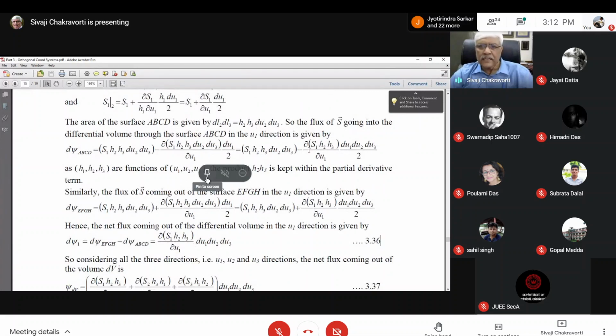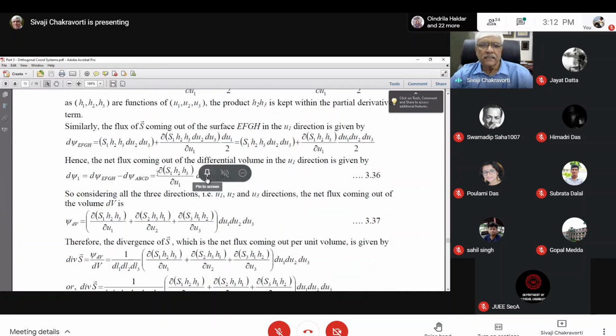Then there is a term with minus and plus. If you take the difference, they become plus. So this du1 du2 du3 by 2 becomes simply du1 du2 du3. So you get this equation.